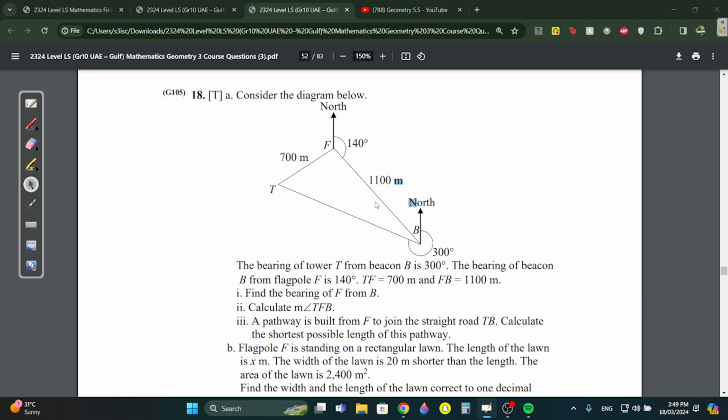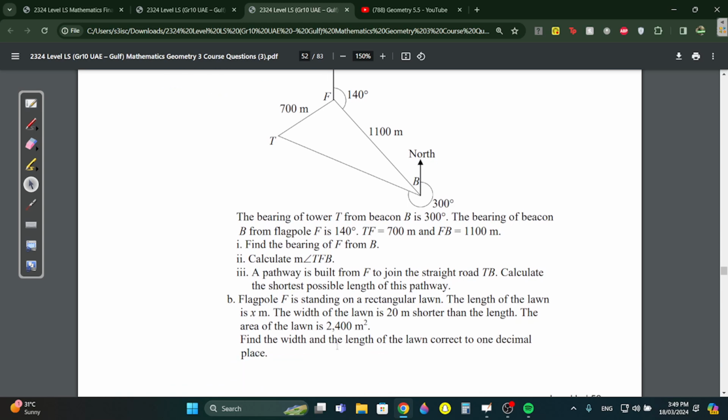Part B. Flagpole F is standing on a rectangular lawn. The length of the lawn is x meters. The width of the lawn is 20 meters shorter than the length. The area of the lawn is 2,400. Find the width and the length to one decimal place.